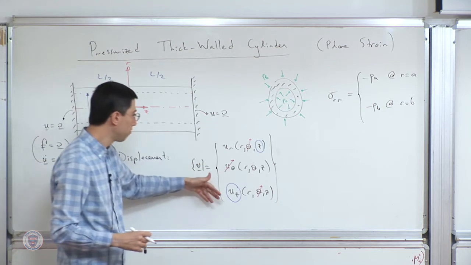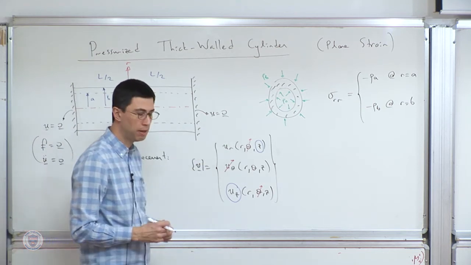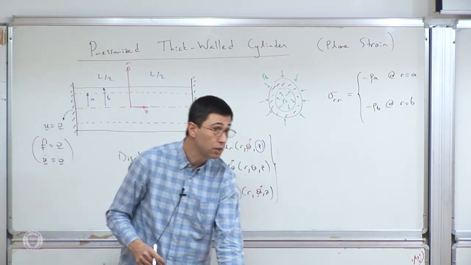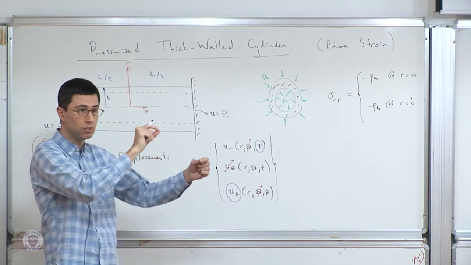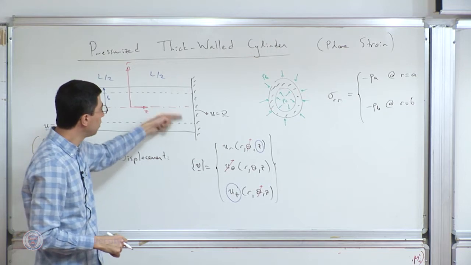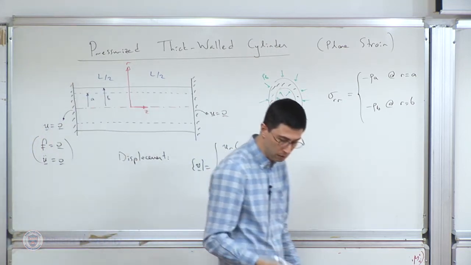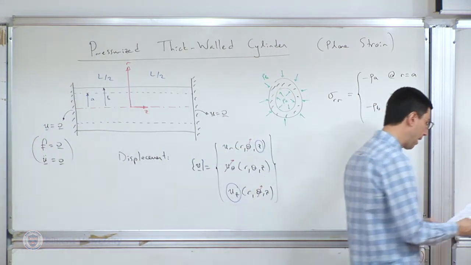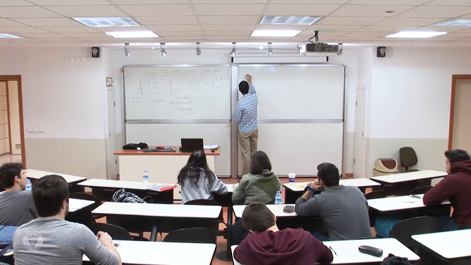I have UR, perhaps UZ, and both of them depend on R and Z. And we've seen a situation like this before where I had a cylinder and I was pulling on it. And obviously, the complication is arising from the end effects. So let's have a look at what those end effects are and if we could possibly simplify something.